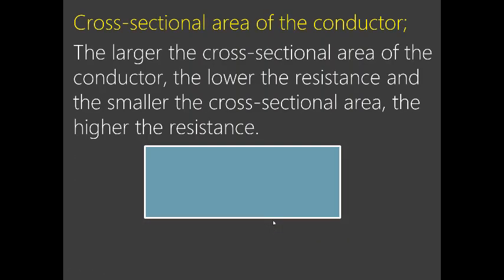Number 2, the cross-sectional area of the conductor. The larger the cross-sectional area, the lower the resistance. It's like racing through a wide road. The wider the road, the higher the speed at which the car moves. In the same way, electrons will find it easier to move faster through a thicker wire than through a thinner wire.